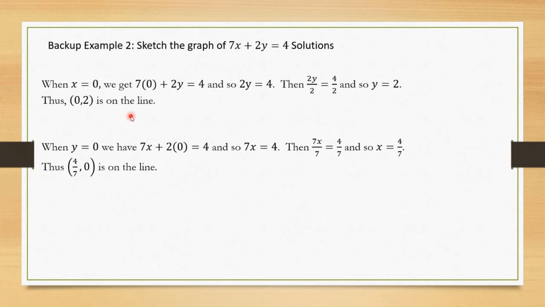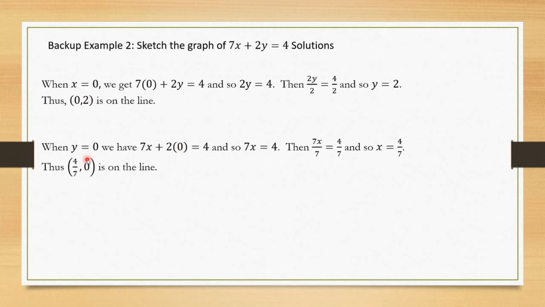And then once I replaced x with 0 in the equation, the x part is gone. We get 2y equals 4. And that's actually pretty simple. Why is that simple? Because then you can divide both sides by 2. Because we want to get y, we get y is 2. So in other words, (0, 2) is on the line.